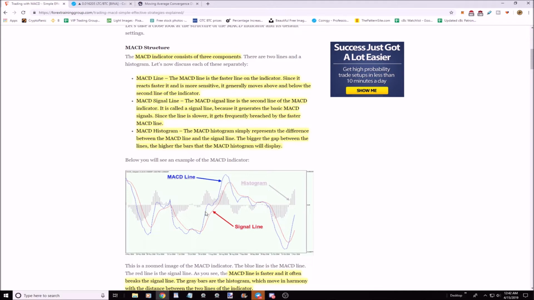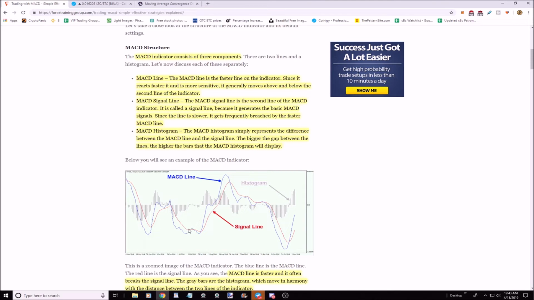I want everybody to make their MACD lines blue and their signal lines red. This is a histogram. These gray lines, I want you to use yellow or red, either way. I like to use yellow, but I have to reset my settings sometimes and it just ends up red by default. The distance between the MACD line and the signal line represents the histogram.